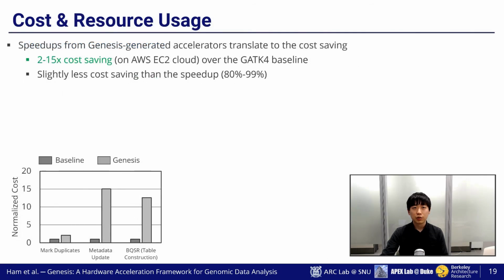The use of Genesis-generated accelerators not only provides performance improvements, but also provides cost savings. The cost saving ranges from 2x to 15x across workloads. This is generally proportional to the speedup, but it is slightly less than the speedup since AWS charges a little more for the instance with the FPGA.